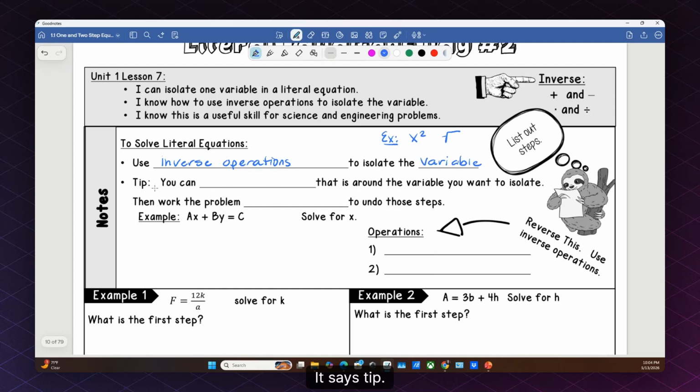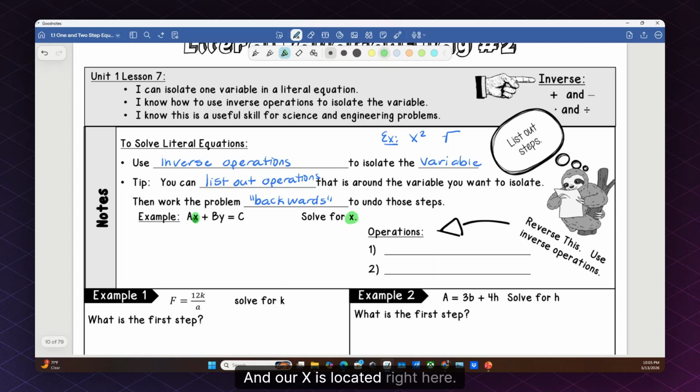It says, tip, you can list out operations that are around your variable if you want to isolate it, and then you work the problem backwards to undo these steps. So let's give this a try. Let's try writing this stuff out. Okay, so this one is asking us to solve for x.